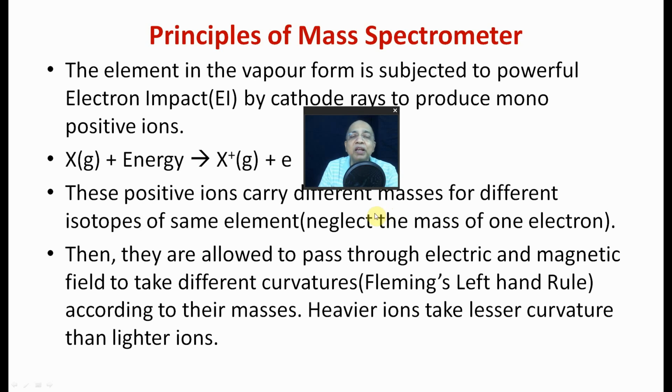The loss of one electron does not produce any detectable change in their masses, because the mass of an electron is negligibly small. Neglect the mass of one electron. That means presume that the mass of each isotopic atom is the same as its monopositive ion, right? Then they are allowed to pass through. This is the second step, after ionization. This step is ionization. Let me annotate: the first step is the ionization step.